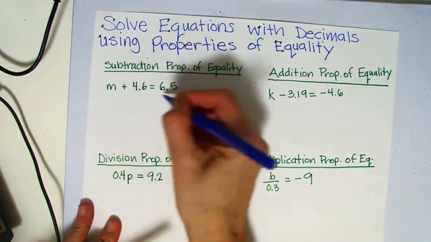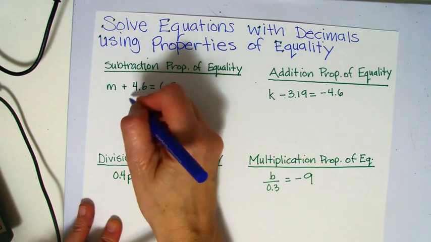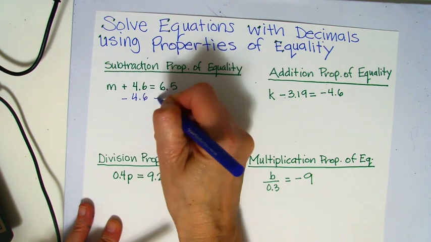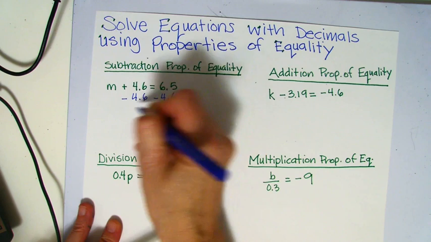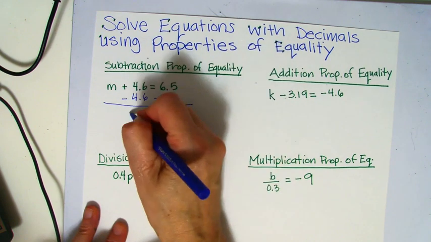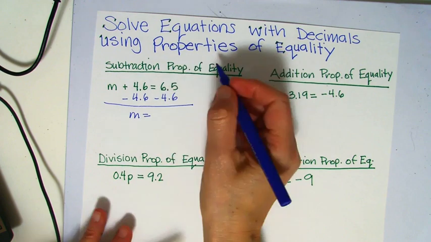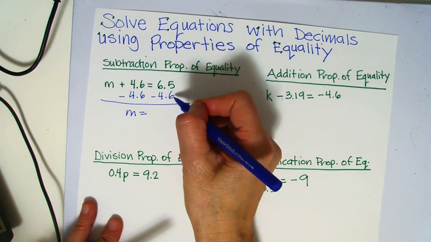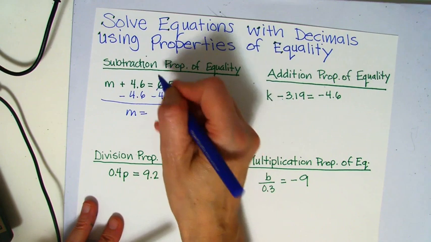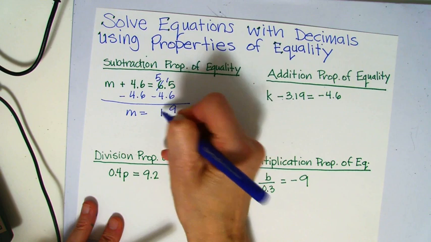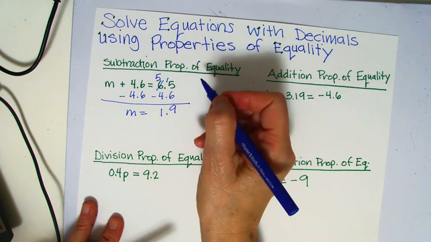Instead of writing it out this way, I'm going to subtract 4.6 underneath it. We're going to get m equals 6.5 minus 4.6. That's going to give us 1.9.